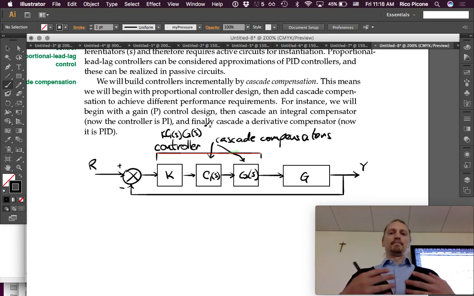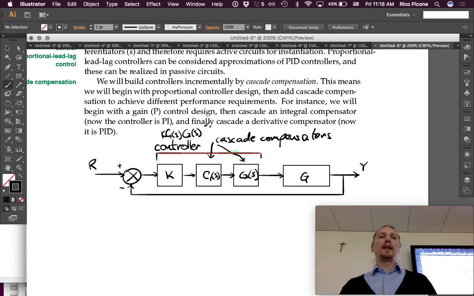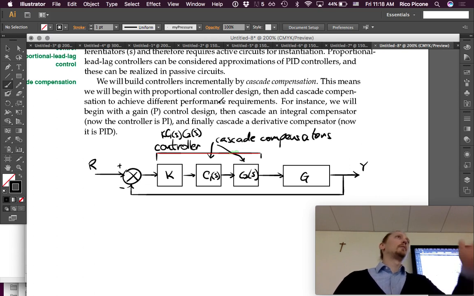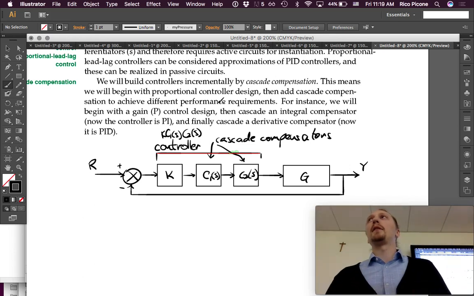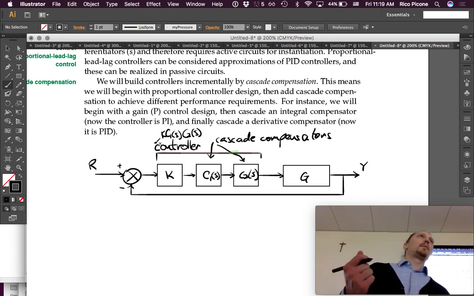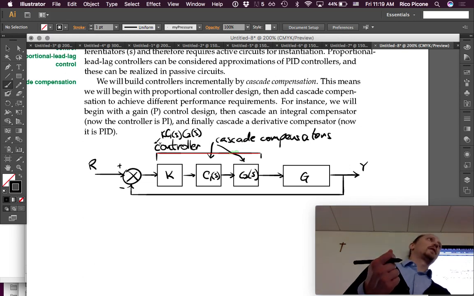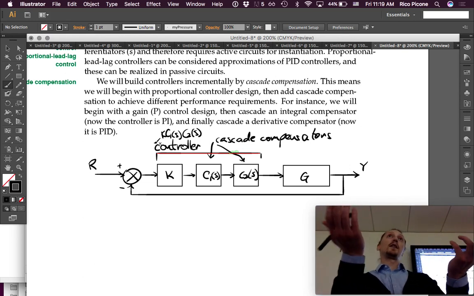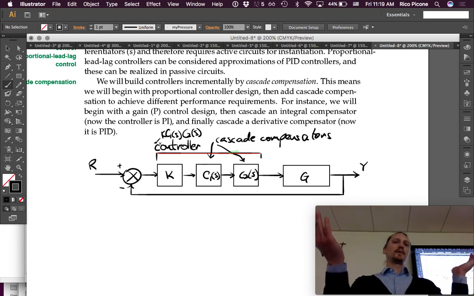use. So for instance, we will begin with a gain controller design, which is what we start with in all of the different methods that we'll use. We always start with a P controller, and then we cascade an integral compensator. So now the controller becomes a PI controller. So we put in an integral cascade compensator, and now between the original proportional controller and this cascade compensator of the integral control, we now have a PI controller.